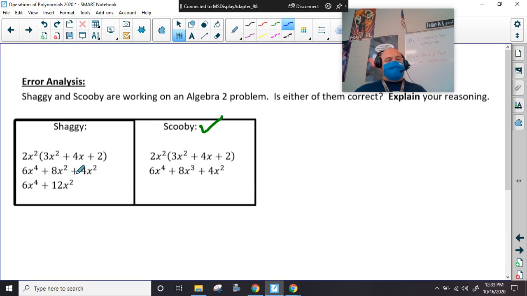Now, this is where Shaggy went wrong. He distributed this right. That's correct. And he said 2 times 4. Yes. He did not add the exponents right here. This should be x to the third. So that made the wrong exponent here. So then he messed up again and then combined. Ruh-roh, Raggy.